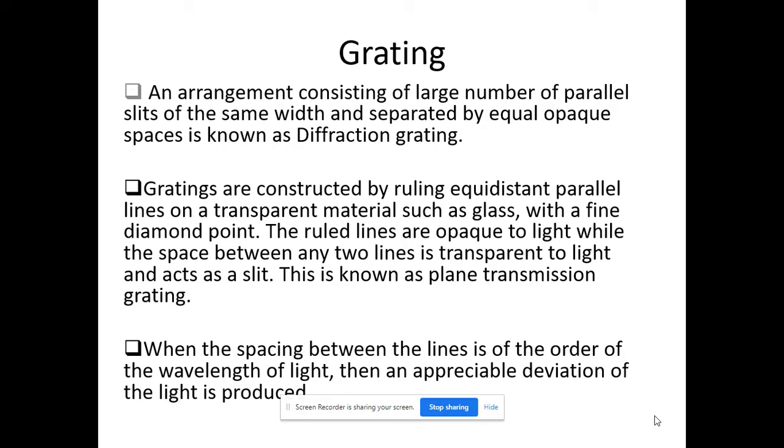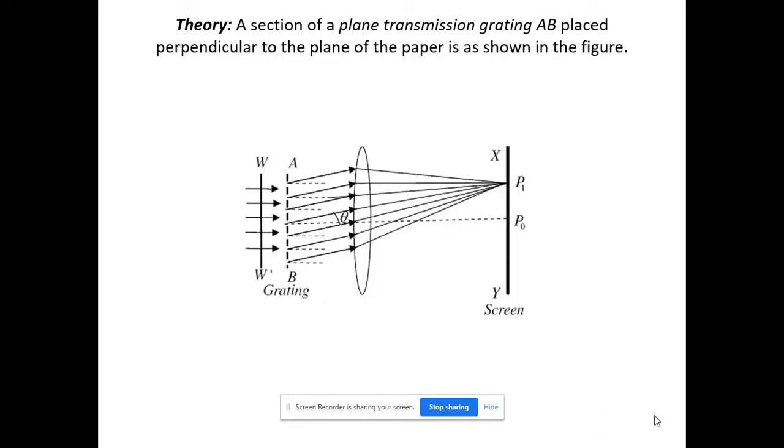A very large number of lines have been drawn on the plane transmission plate or the glass, and these ruled lines form slits, and that's why we have N number of slits in combination. This kind of combination is known as plane transmission grating. The spacing between the lines is of the order of the wavelength of the light, and then we will be able to see the diffraction of light. This is a very simple theory.